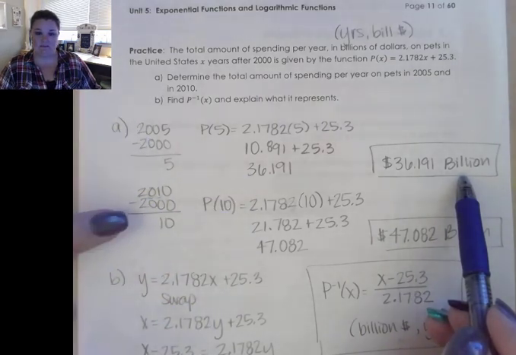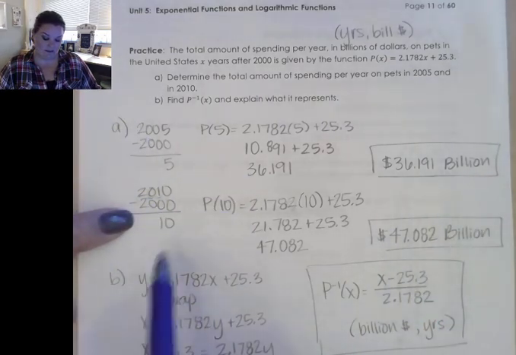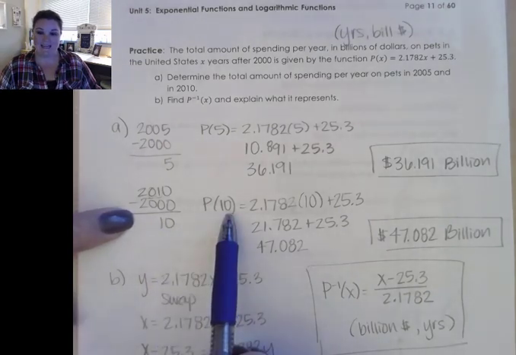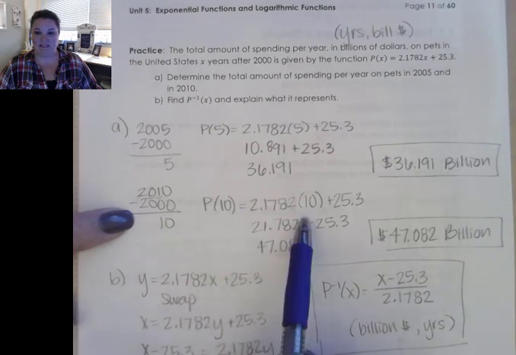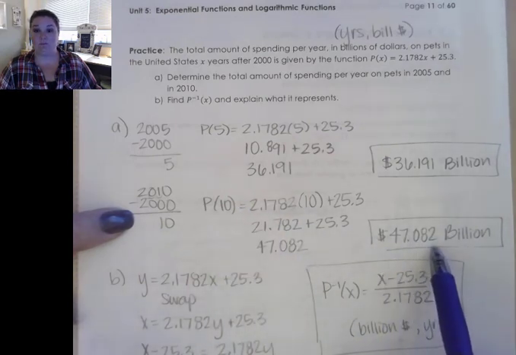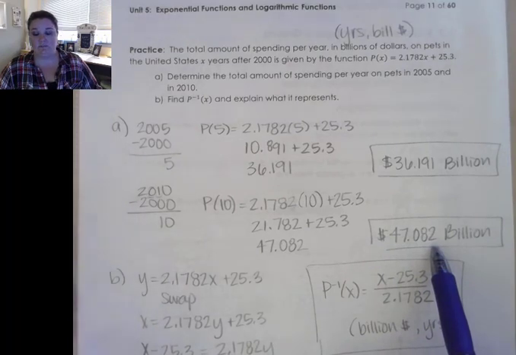Okay, then we do the same thing for 2010. 10 years have passed since 2000, so we're plugging a 10 in, and once we plug in 10 and simplify, that means $47.082 billion was spent on pets in 2010.